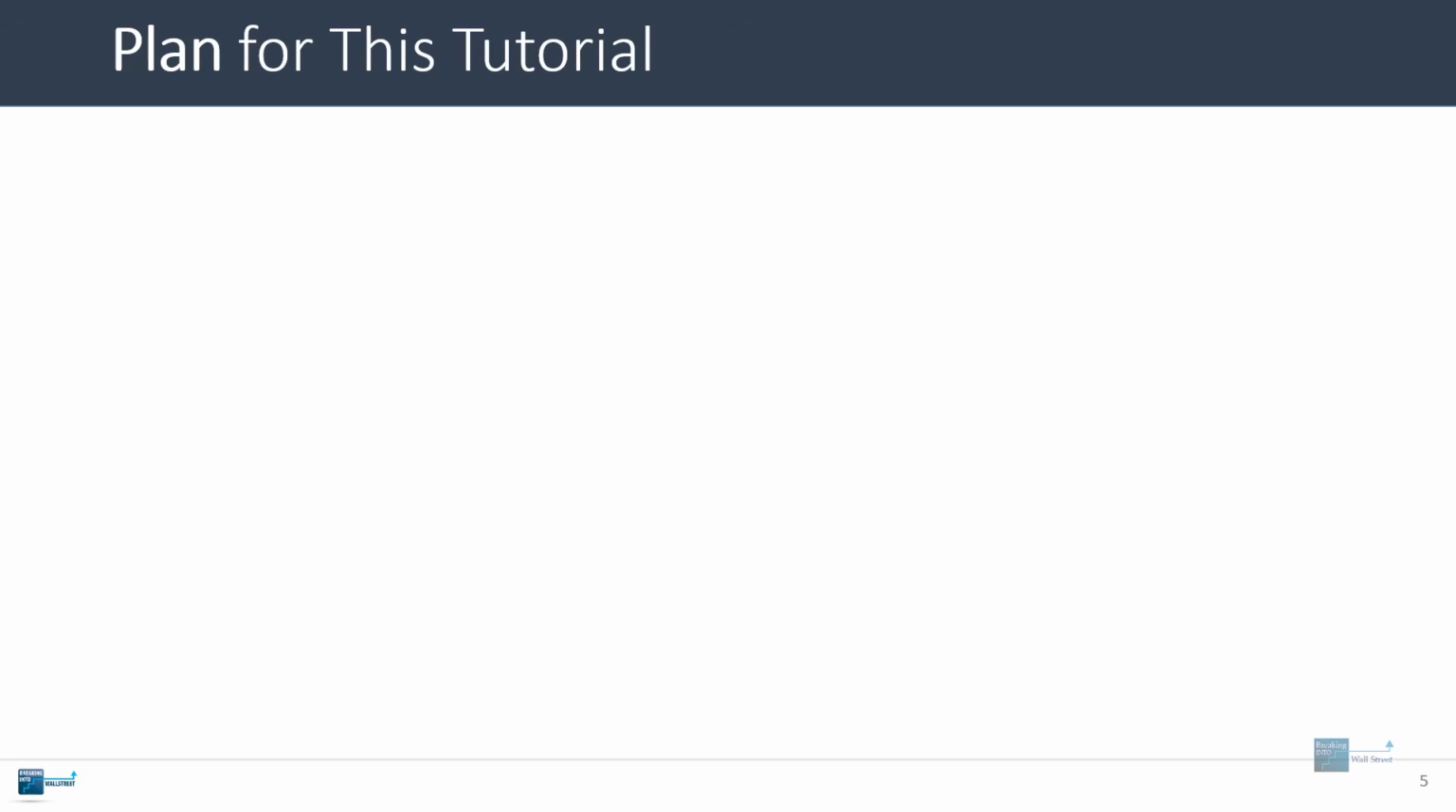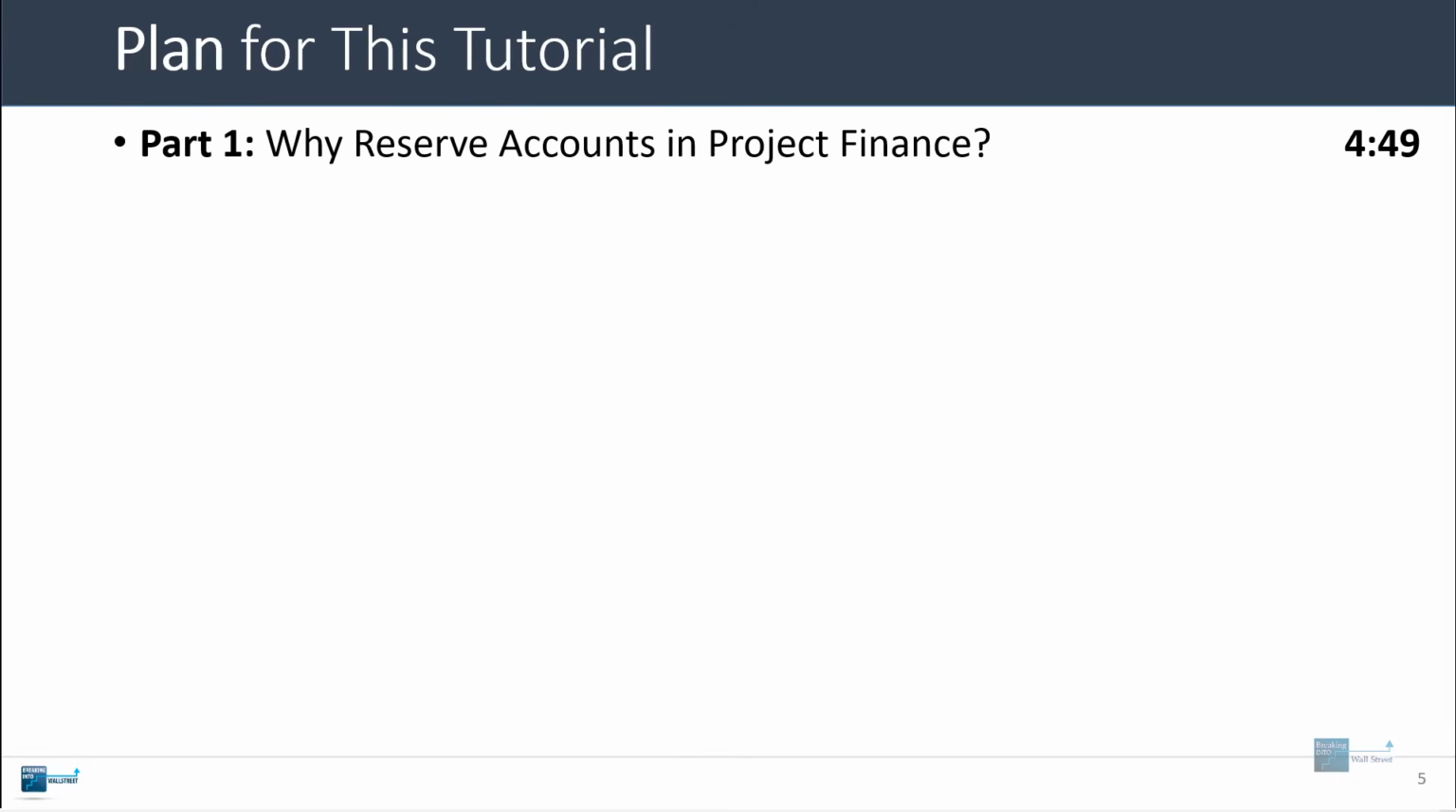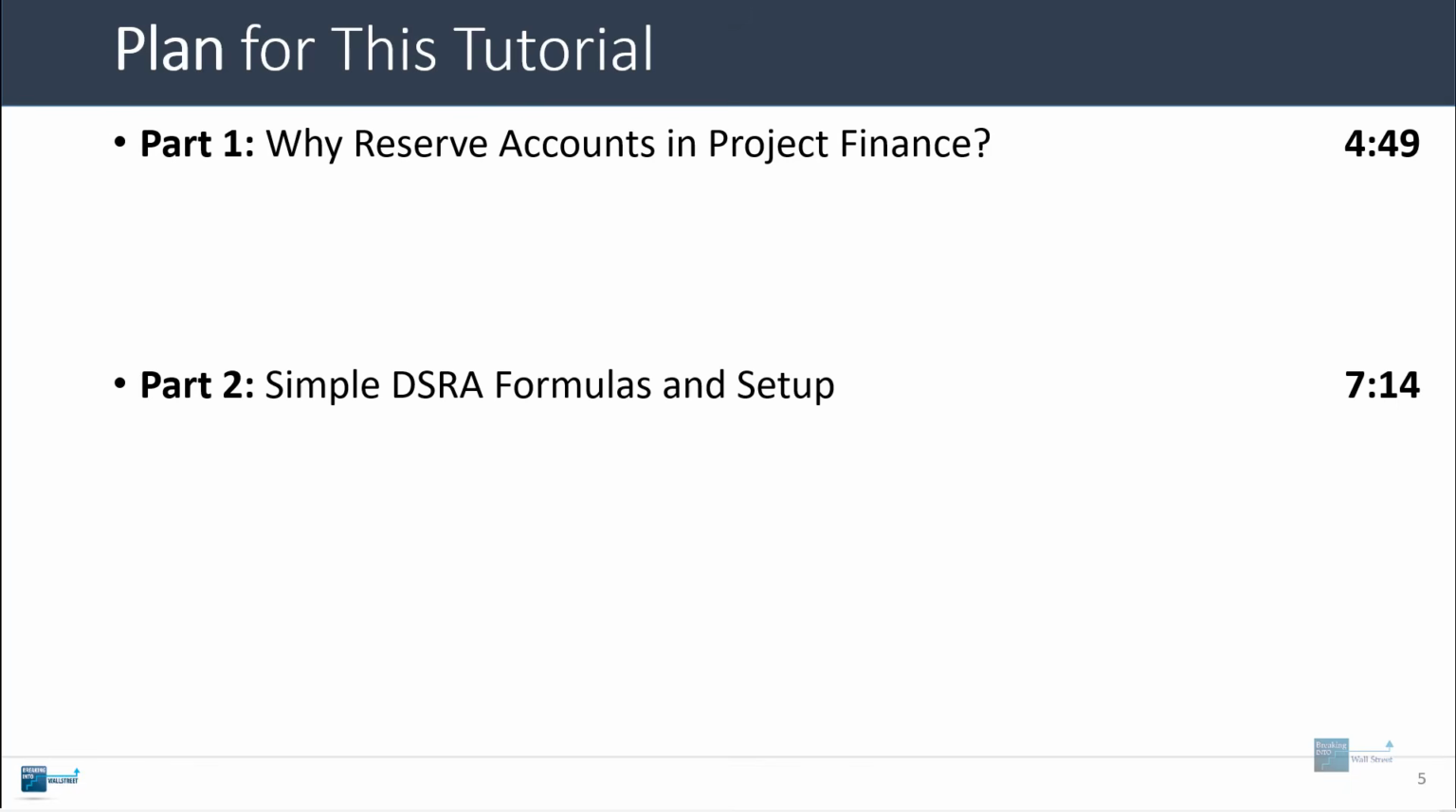So that's the very short version. For the rest of this tutorial, first I'm going to cover why reserve accounts are used in general in project finance. Then we will walk through some simple DSRA formulas and setup, and then I'll talk about a few added complexities in real life models.